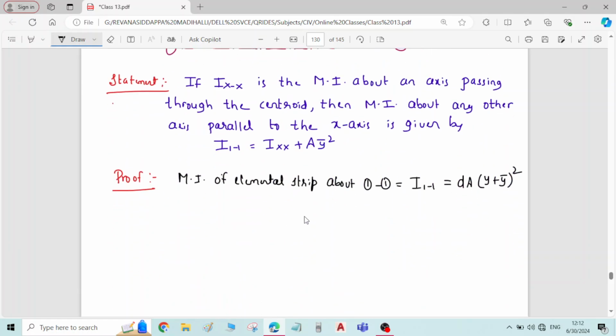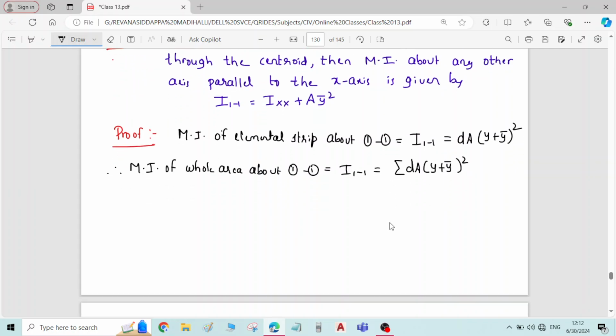Therefore, moment of inertia of the whole area about axis 1 1, I11, is equal to summation of dA into (y plus y bar) whole square. We can take the integration symbol also here, instead of summation.